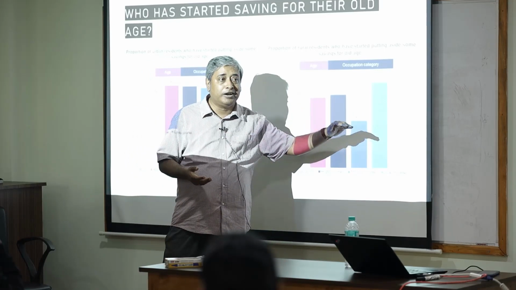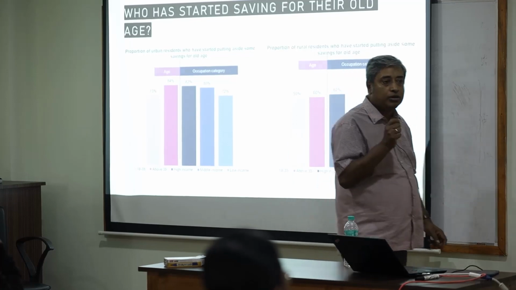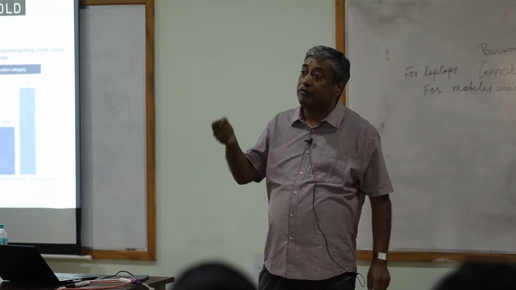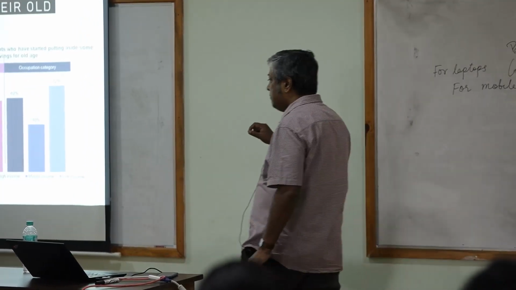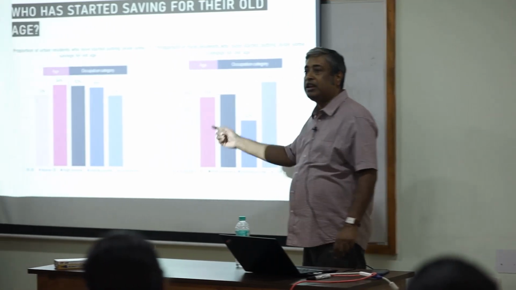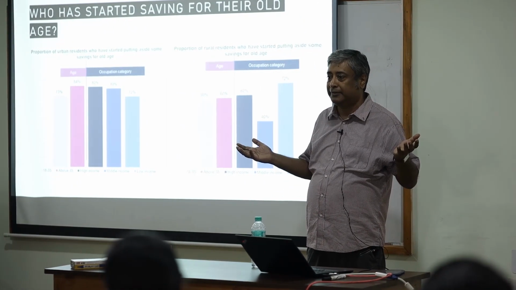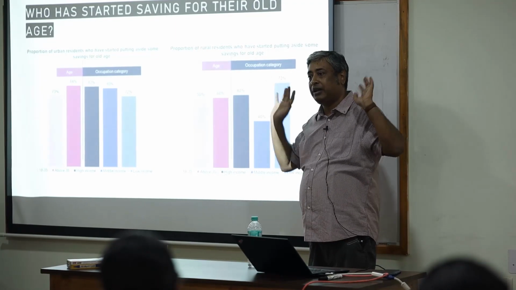But most importantly, in rural, it is the flip opposite of urban. It is the low income ruralites who are so afraid of what is going to happen to them after retirement. They have already started putting in a little amount of money for retirement. It is the middle income people, people like you and me, who are just not bothered. Right? We are just not bothered. Whatever we are earning, we are spending and we are happy.